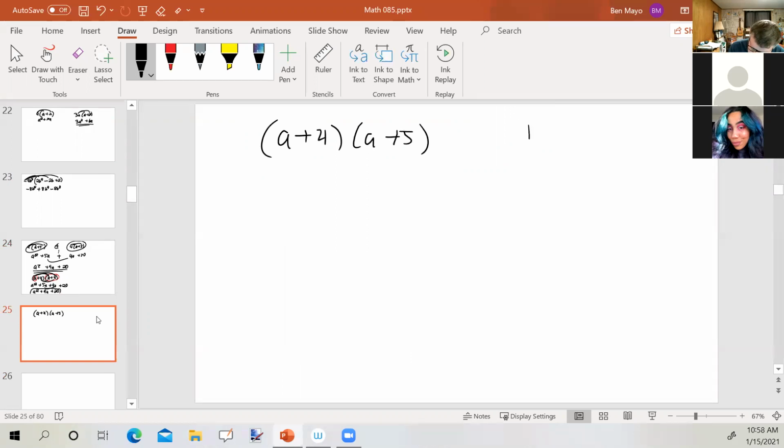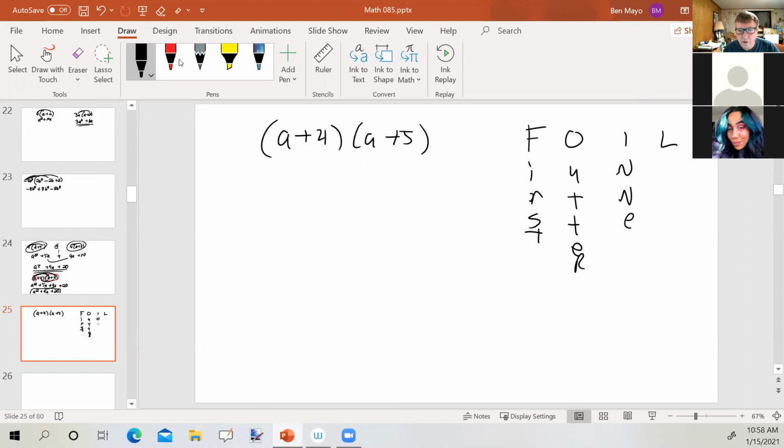This is sometimes referred to as FOIL, and this stands for first, outside, inside, and last. We're going to take the first times the first, and we're going to get a squared.